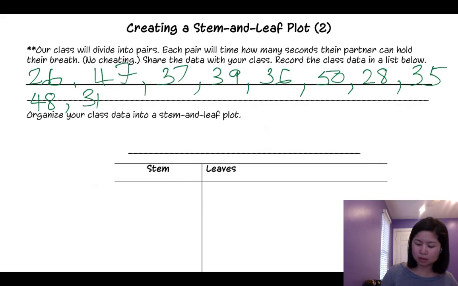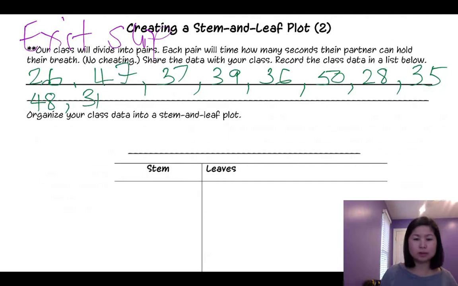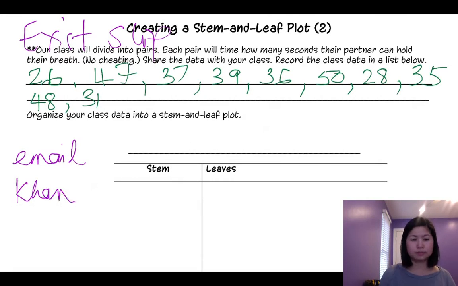So two things you're going to do. Do this exit slip and turn it in. So this is your exit slip. Email it to me. When you're done, Khan Academy. Questions? All right, go ahead and start. Khan Academy, I already posted, so you can do it.